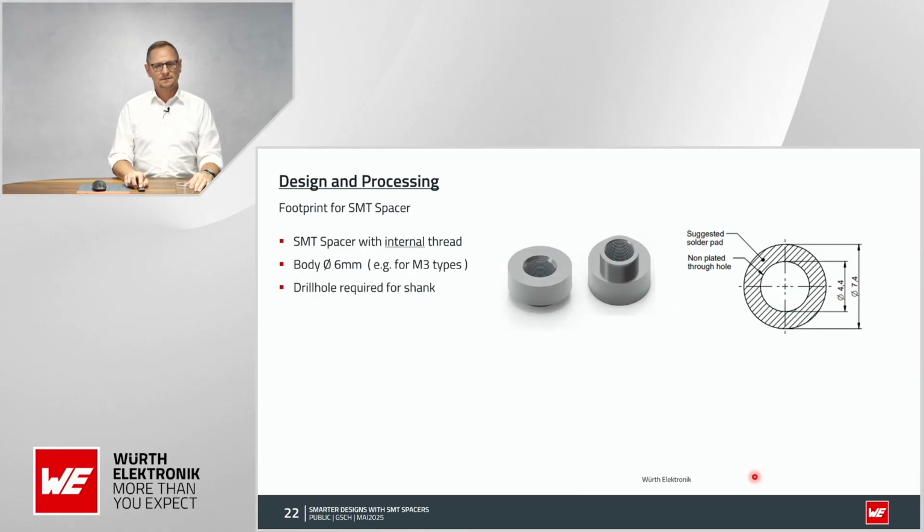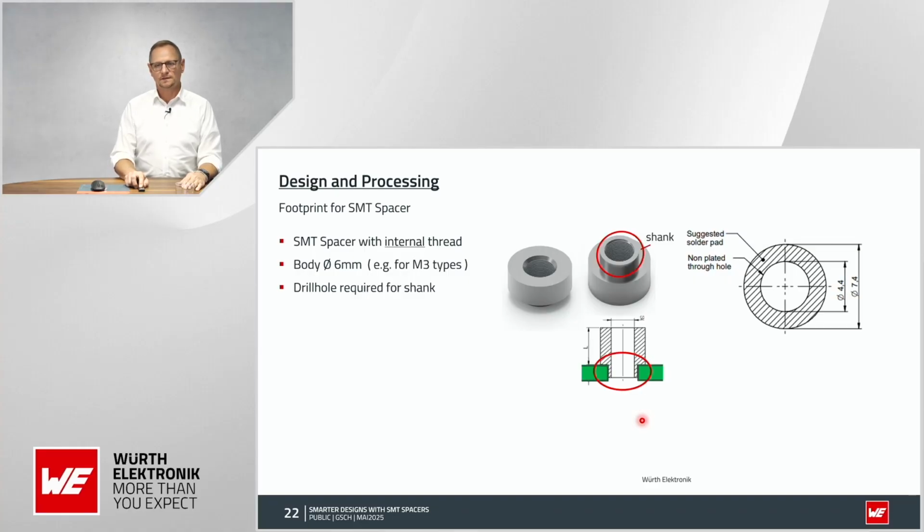So next thing is about the SMT spacer with the internal thread. Body diameter is the same, it's all the same material for the M3 types. Of course, the smaller types have different outer diameters. There's a drill hole required, again, for the shank here. We call this a shank or a tap. And this goes into that borehole. And here is the surface, the pattern surface is again where the solder joint is being placed.